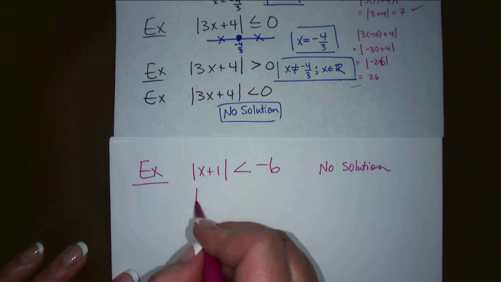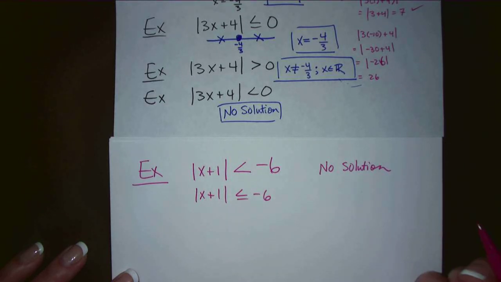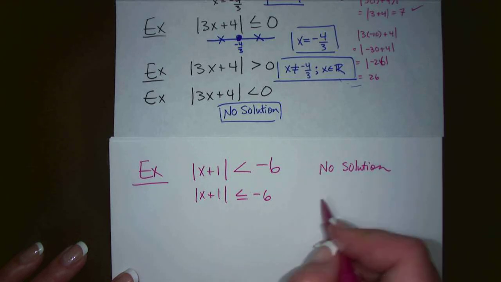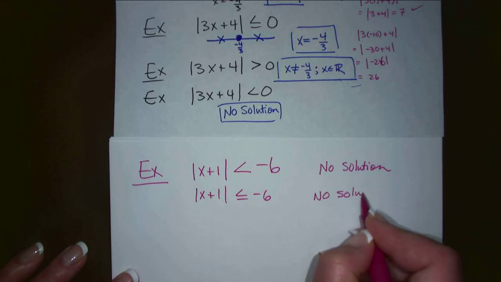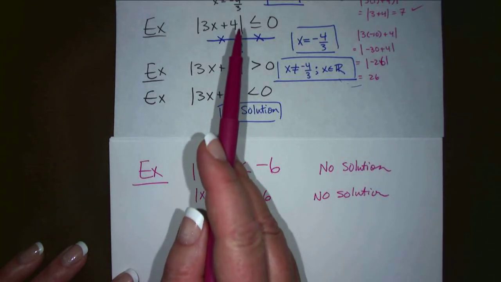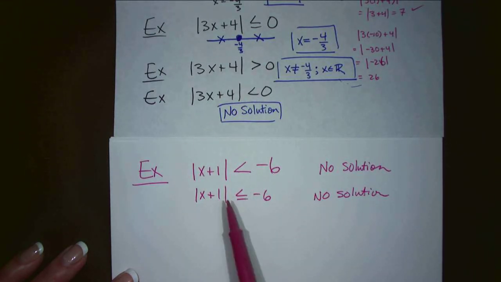If I put the equal sign in there, less than or equal to negative 6, does that change anything? Can it equal negative 6? No, because it's always positive, right? So no matter what I plug in, I can't get an absolute value to be negative. So this is still no solution. Why was this one okay? Because it was equal 0. 0 is not negative, it's a number, so it was okay. We could get a 0 inside an absolute value, but we can't make it into a negative.